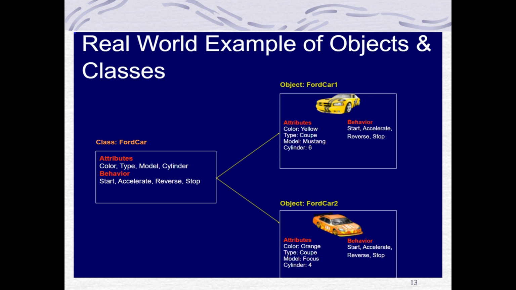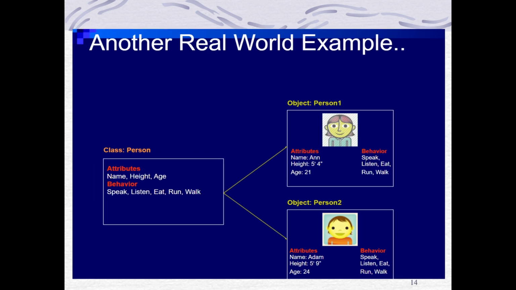So inside the class we are going to create any number of objects. Each object contains its own attributes and own behavior. For example, the first car contains the color yellow, type and cylinder, and behavior start, stop, reverse and accelerate. The second car contains the color orange. So the class contains common attributes and behavior, but the object contains the exact identity of an object. So this is the real world example of object and class.